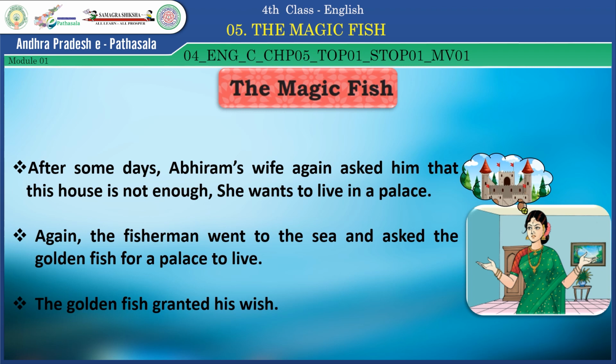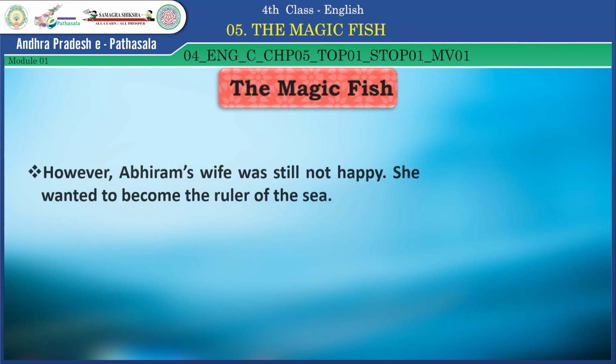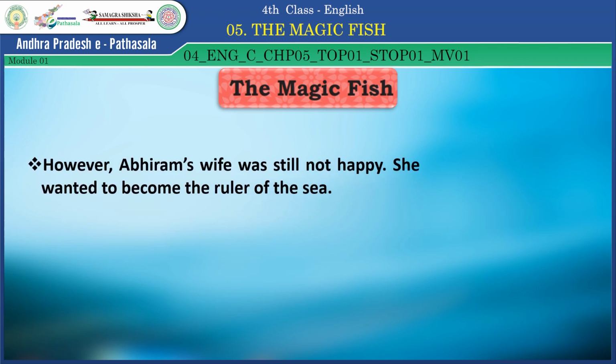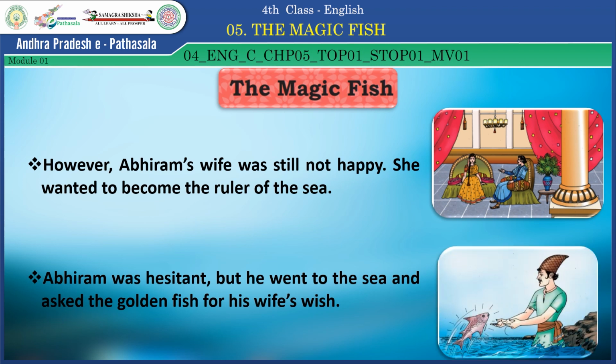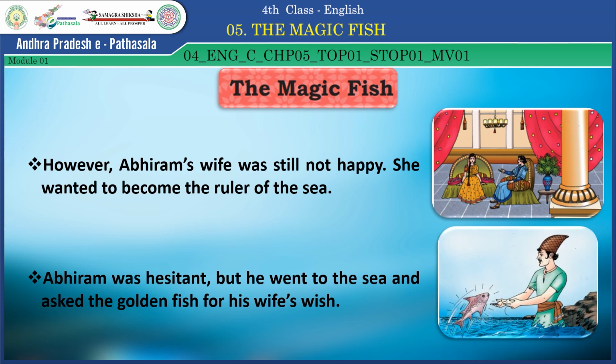Children, see how greedy the fisherman's wife is. However, Abiram's wife was still not happy. She wanted to become the ruler of the sea. Abiram was hesitant, but he went to the sea and asked the golden fish for his wife's wish. Children, think and guess, what will the fish do now?